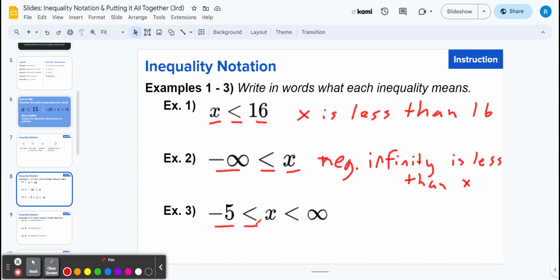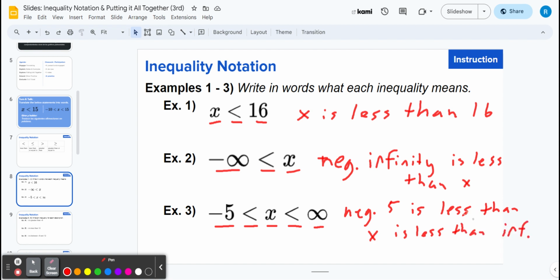And our last example, example 3, again, we just read left to right. Even though this is more complicated with multiple signs, we just take it exactly as we see it. So we have negative 5 is less than x is less than infinity. And another way you can say that if you want to is saying in between, if you're so inclined.